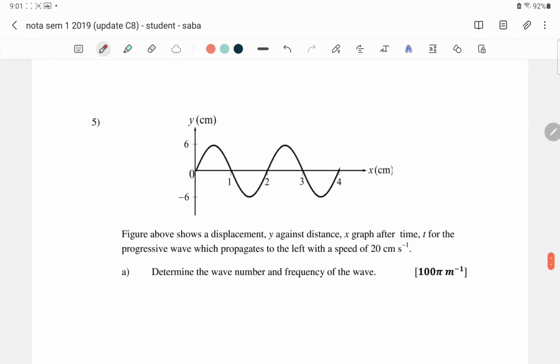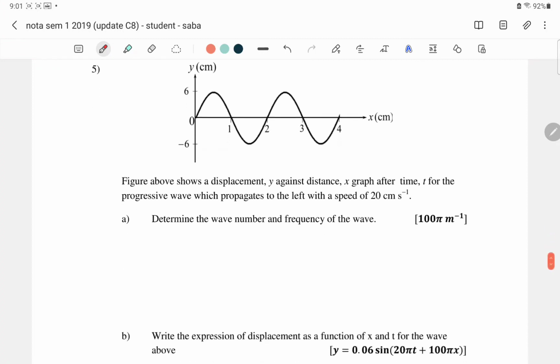Okay, seterusnya number 5. Figure shows the displacement versus distance from the progressive wave, which propagates to the left with the speed of 20 cm per second. Determine the wave number and the frequency. The wave number is k and the frequency is f. Here your amplitude is 6 cm, your v is 20 cm per second. Here is your λ. Your λ is 2 cm.